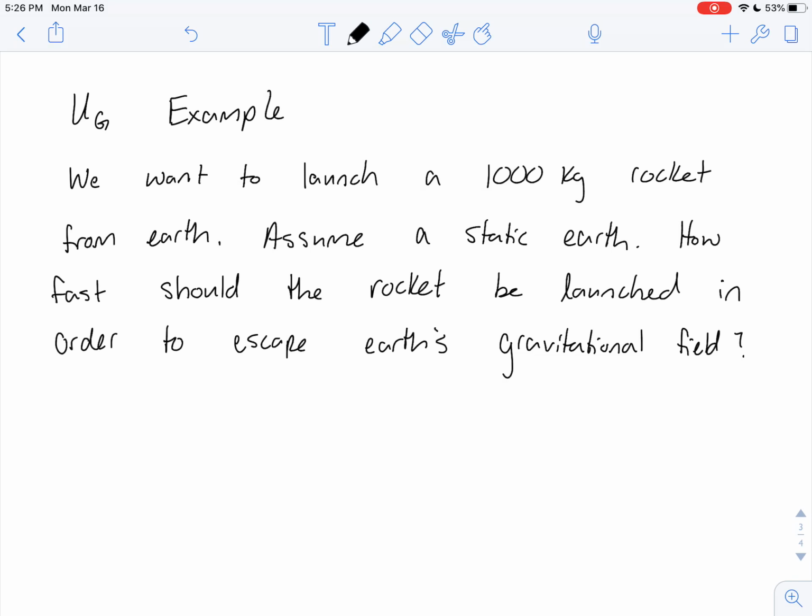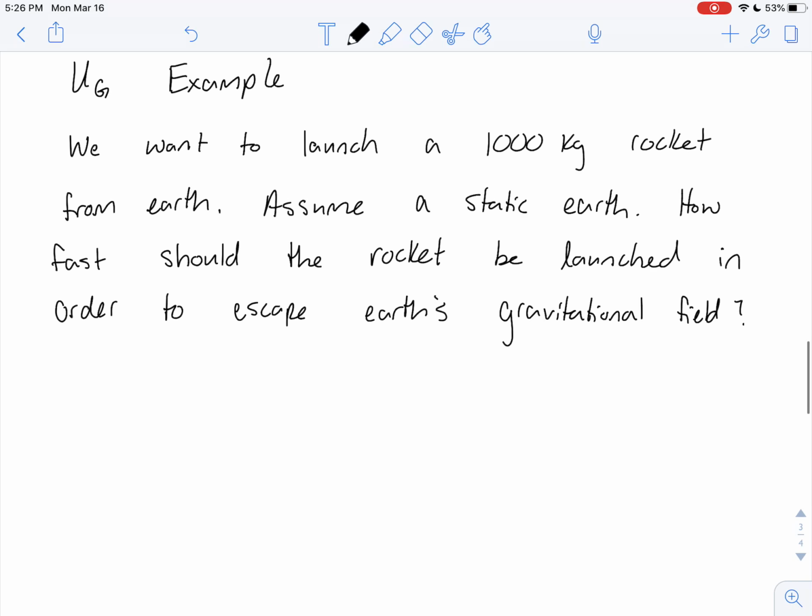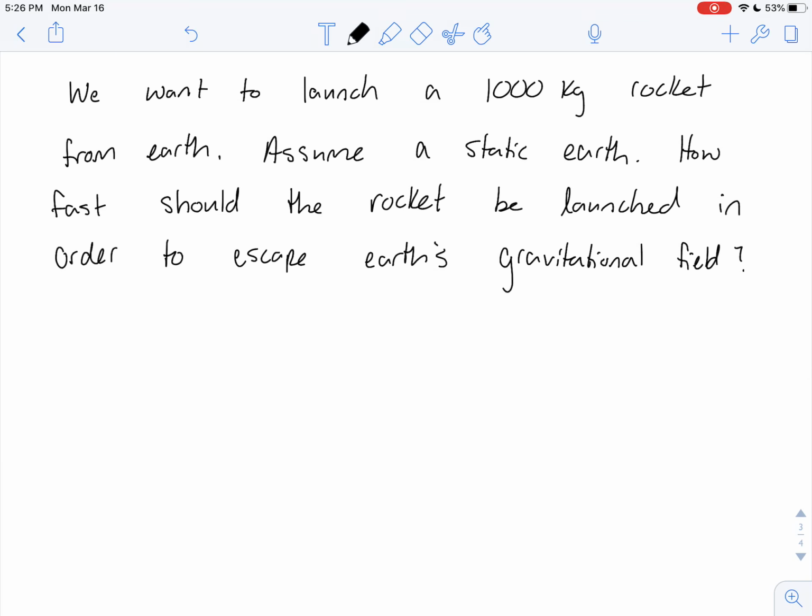We have an example where we want to launch a 1,000 kilogram rocket from Earth, assume a static Earth. How fast should the rocket be launched in order to escape Earth's gravitational field? Okay, so we're basically launching something from Earth. We want to figure out how fast we have to launch it, assuming no more acceleration, so that it will escape Earth's gravitational field.